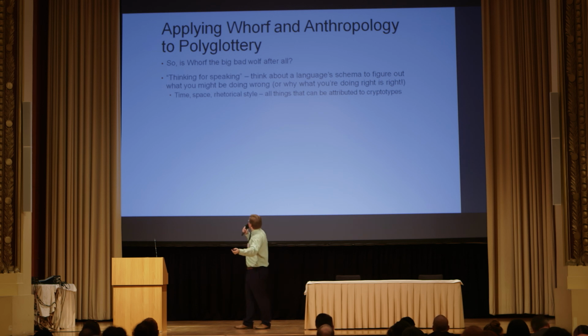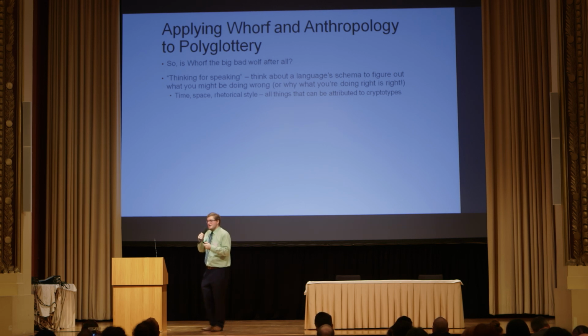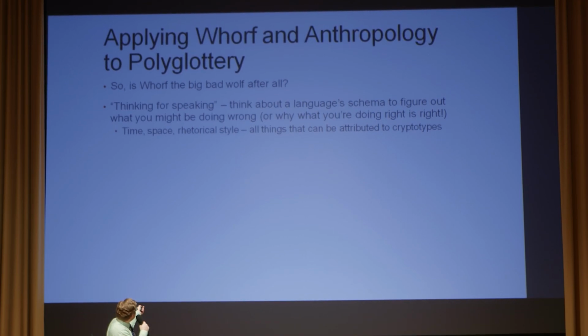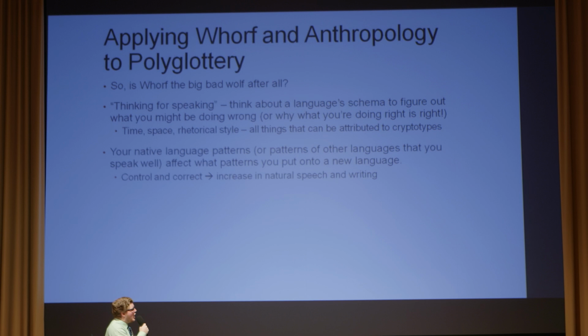So if we think about thinking for speaking, a language's schema helps us to figure out what you might be doing wrong in a language. It might be saying, I'm taking this Russian pattern and I'm putting it onto English, or I'm looking at this Italian pattern and I'm putting it onto French, something that's not quite the same in two different languages. Or you can also recognize what you're doing right is right, and that helps you to continue and recognize other patterns too. So things like time, space, rhetorical styles, all of those things are cryptotypic, we say.